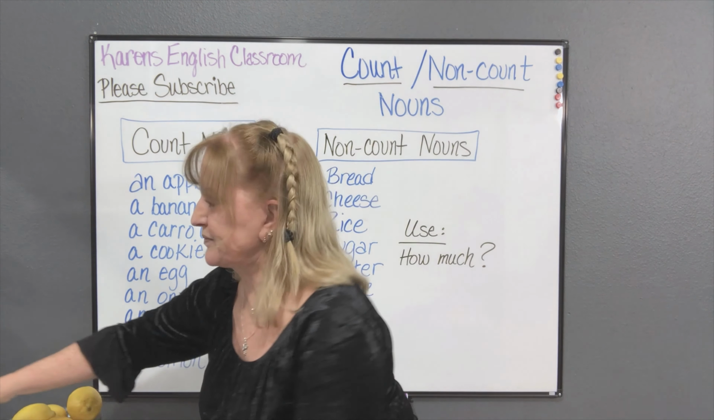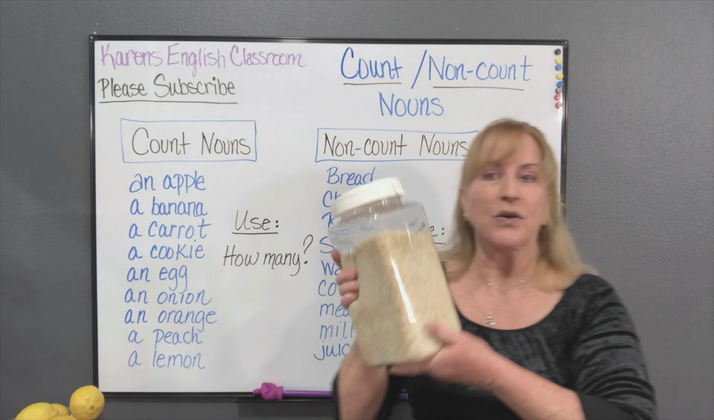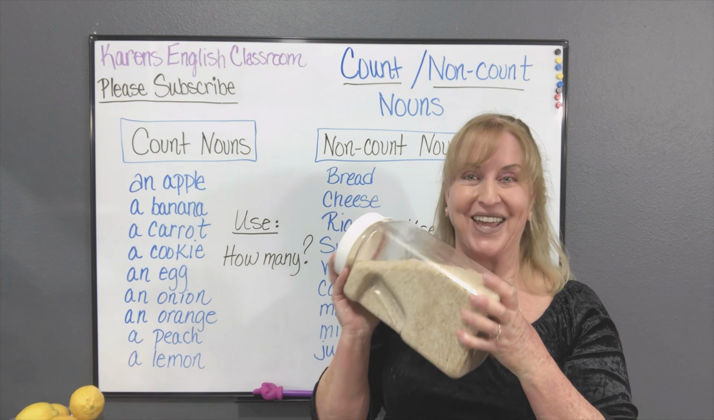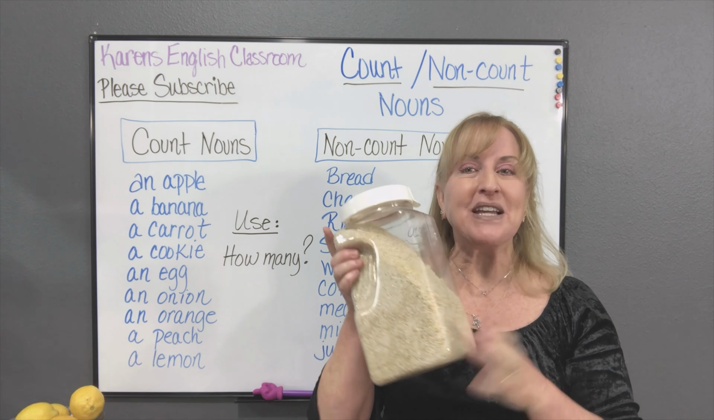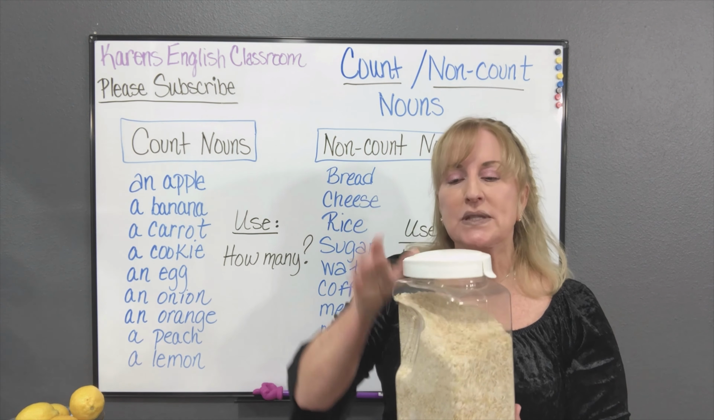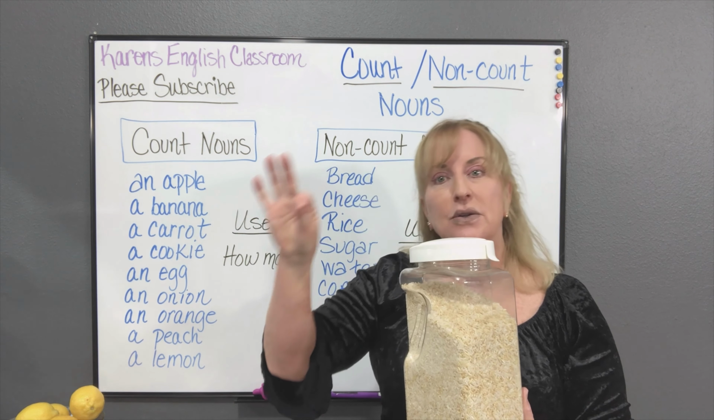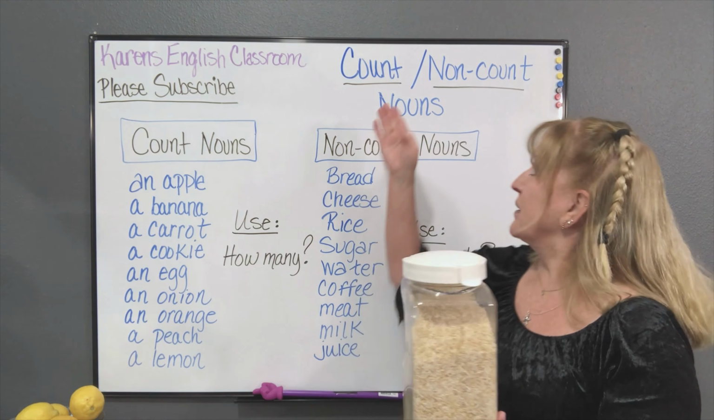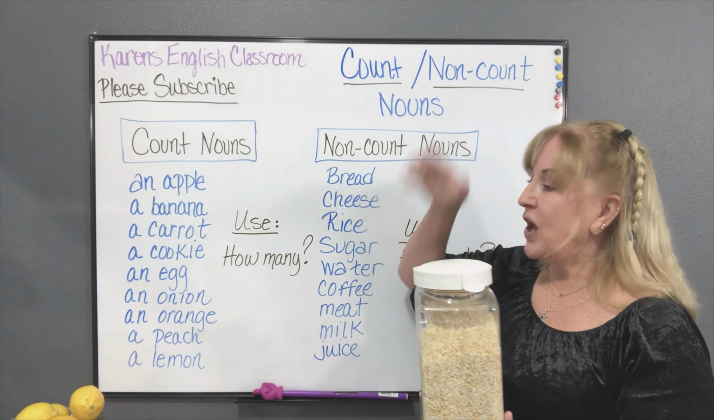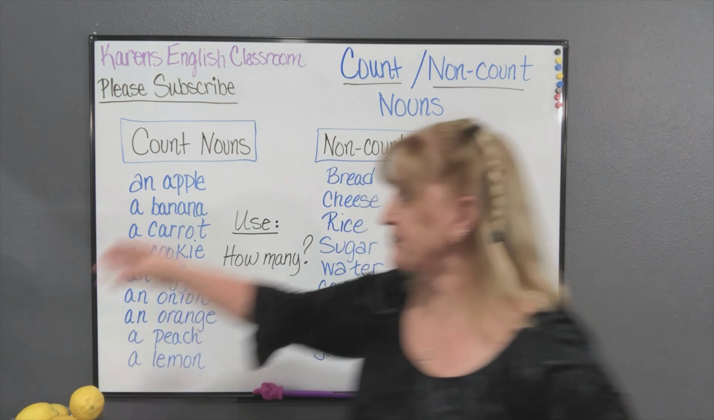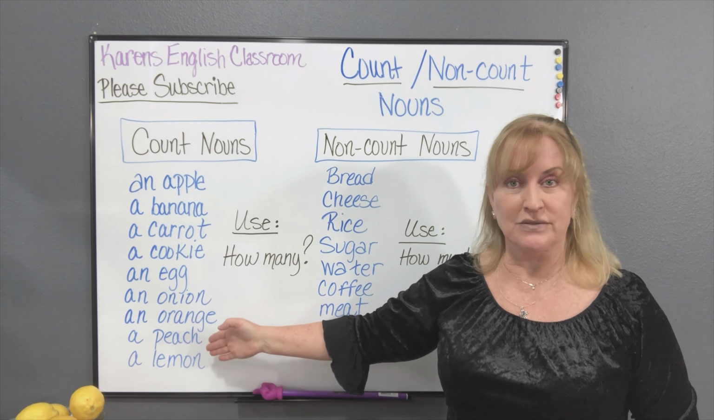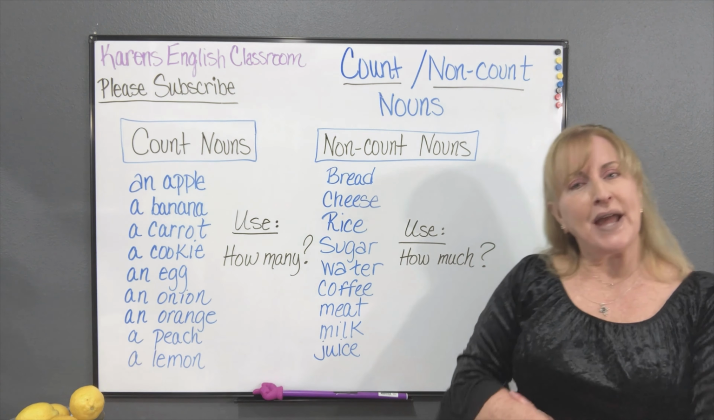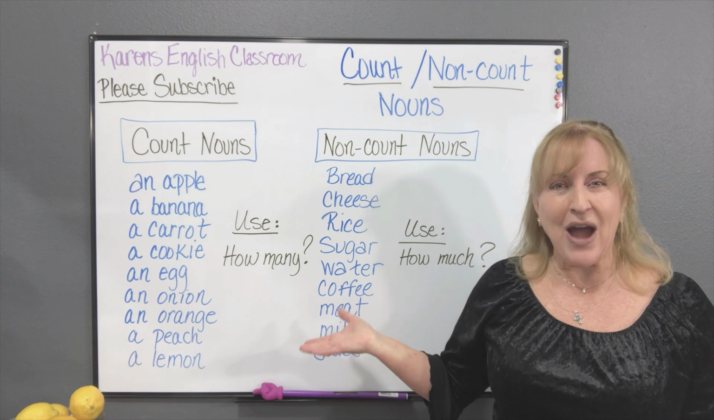For example, rice. Do you want to count this? I don't want to count it. So this is something that we cannot count. We would sit there and go, 1, 2, 3, no. So we call it non-count. I've made a list of count nouns here and non-count nouns here.